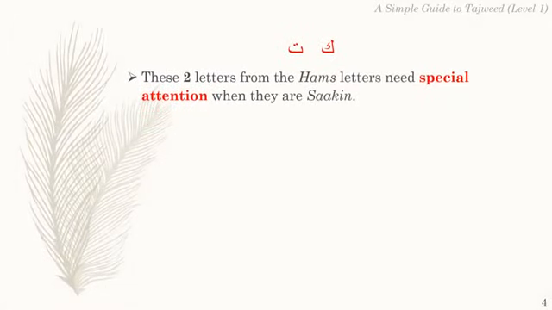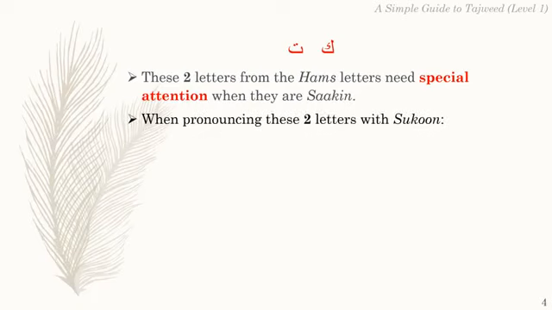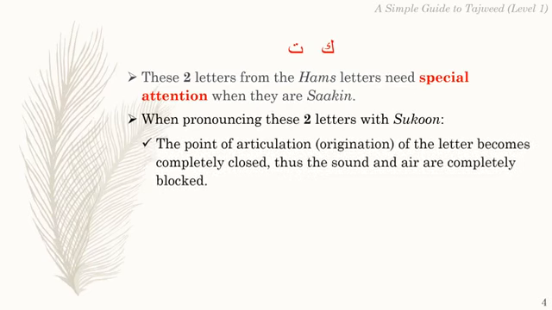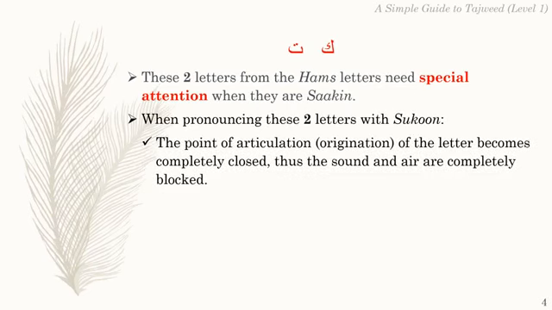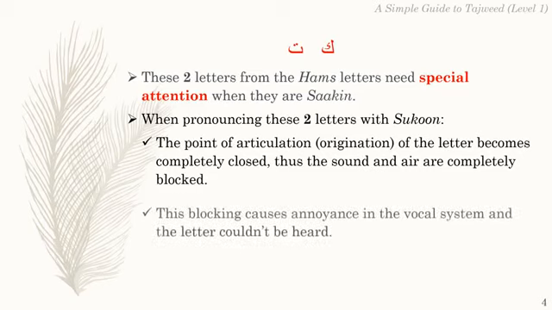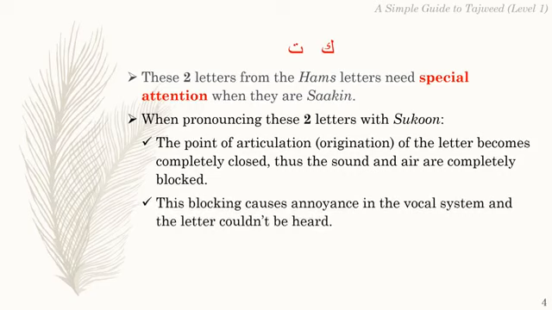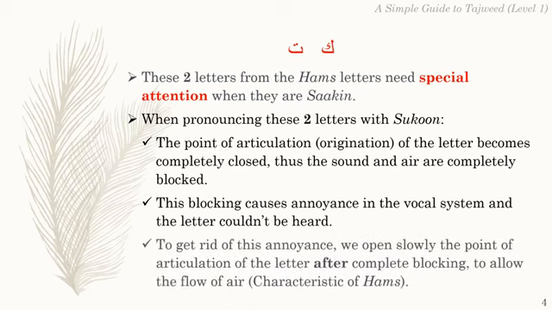The letters kaf and ta are from the hams letters that need special attention when they are second. When pronouncing these two letters with sukoon, the point of articulation of the letter becomes completely closed. Thus, the sound and air are completely blocked. This blocking causes annoyance in the vocal system and the letter couldn't be heard. To get rid of this annoyance, we open slowly the point of articulation of the letter after complete blocking to allow the flow of air. We are not allowed to do halqala for these letters.